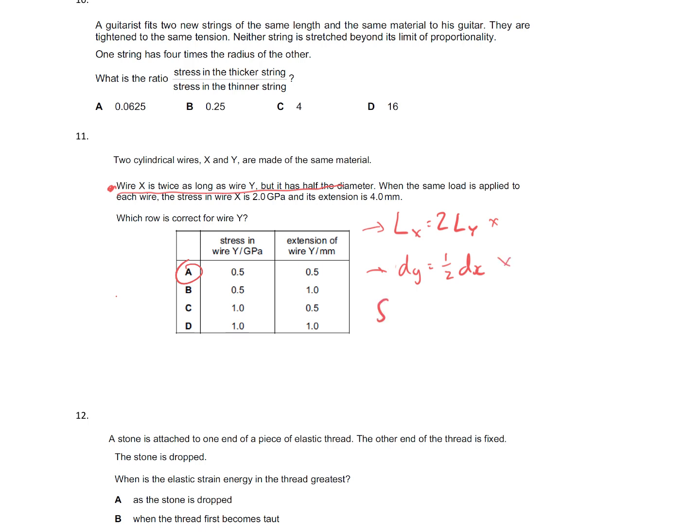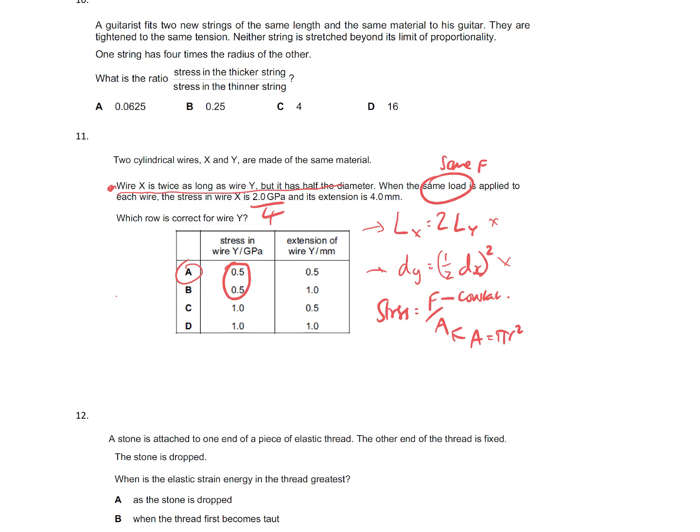So let's think about stress first. Stress is force over area. We know that they both have the same load, so the same force. So this is constant. But we know that the diameter of y is half the diameter of x. So which row is correct for y? Well, we know that y is therefore going to have a quarter. We put half into area. Remember, area is pi r squared. We need to square this relationship. So we know that it's going to be a quarter of the value. So a quarter of 2 is 0.5. We're at 50-50 at this stage.